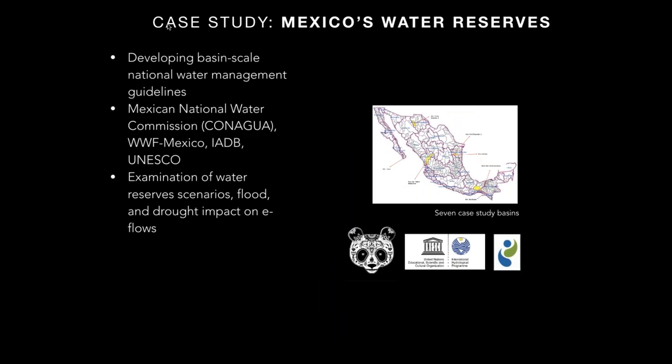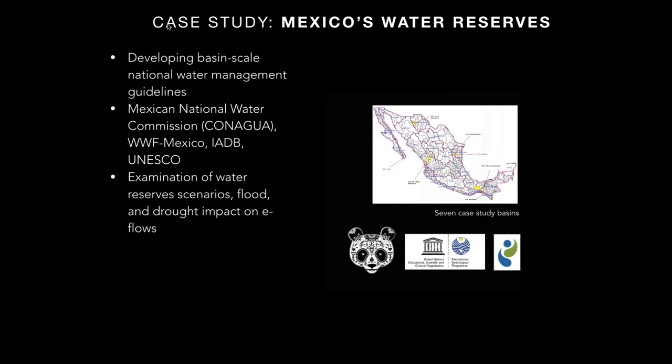We've actually applied this general framework at a national level in Mexico. We did that with the Inter-American Development Bank, with the Mexican National Water Commission, CONAGUA, and WWF Mexico, with a lot of the technical work being performed by a UNESCO team based in Chile. And this is a very powerful approach looking at environmental flows across 300 basins that has become national policy in how we think of environmental flow regimes as a kind of tool for climate adaptation that helps set an environmental reserve program for the whole of the country.